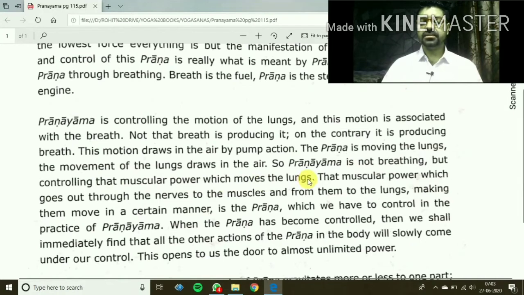As I told you, when you breathe in, your lungs expand. When it happens, all the muscles in your chest also expand. That muscular power which goes out through the nerves to the muscles and from them to the lungs, making them move in a certain manner, is the prana, which we have to control in the practice of pranayama. So this is the whole structure of your lungs. Your right lung, your left lung, your muscles, they expand, they contract. The whole process of breathing.